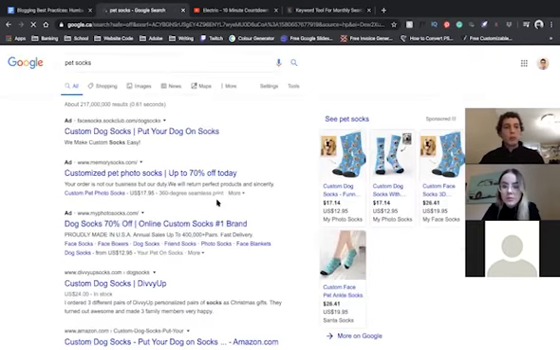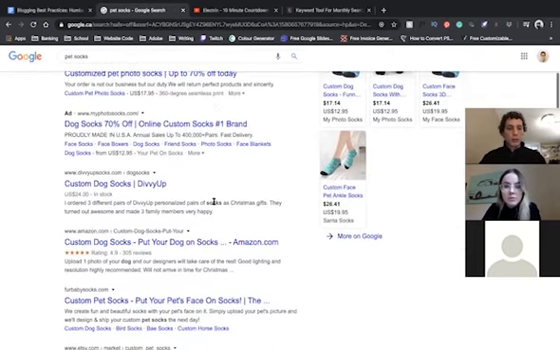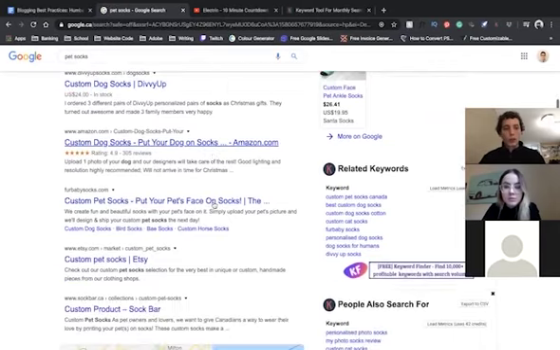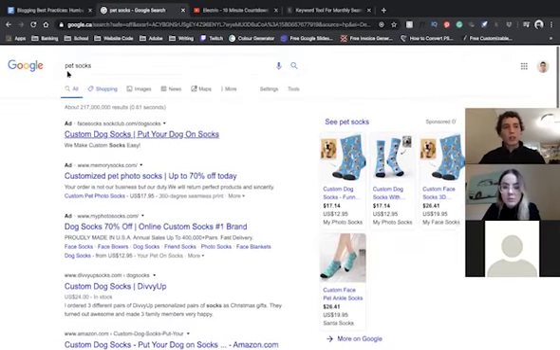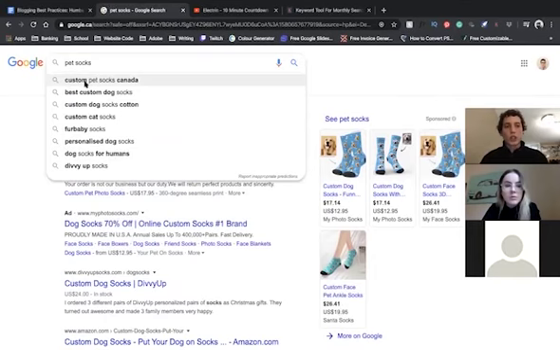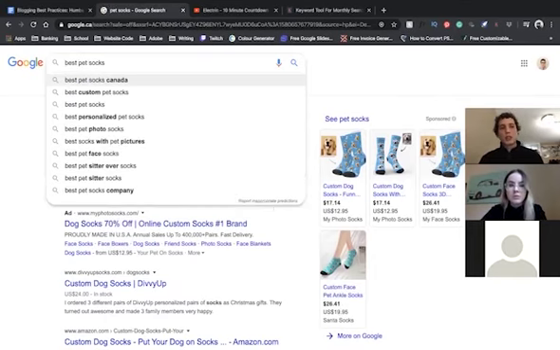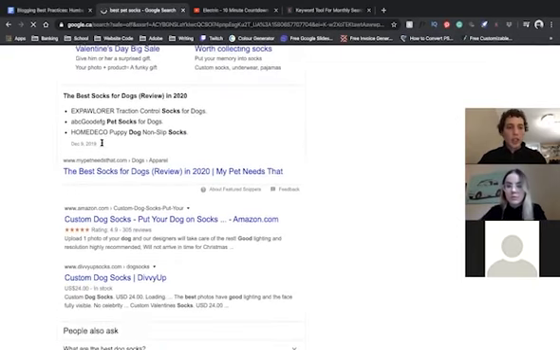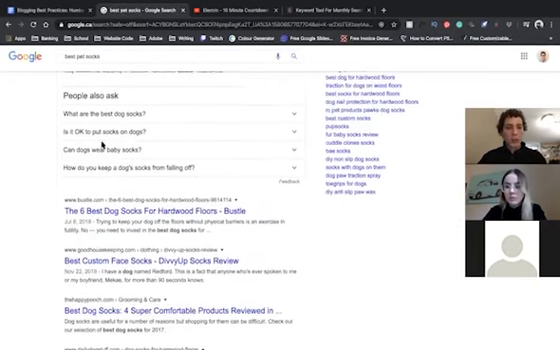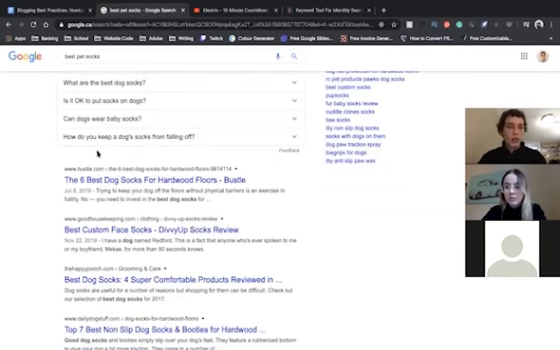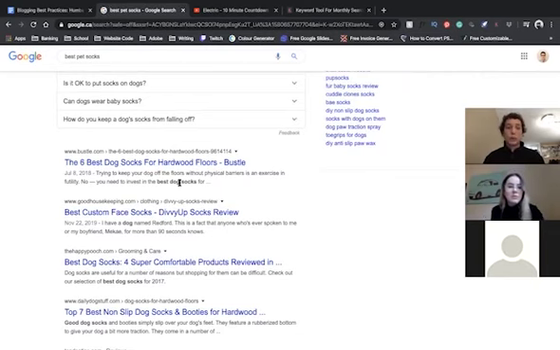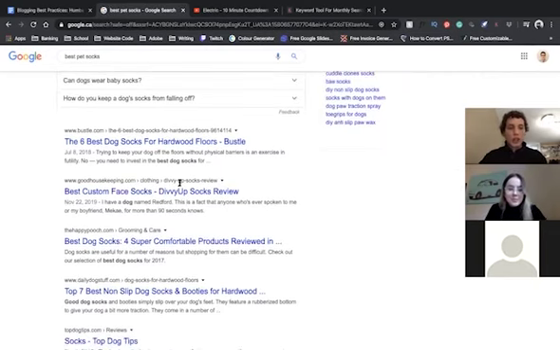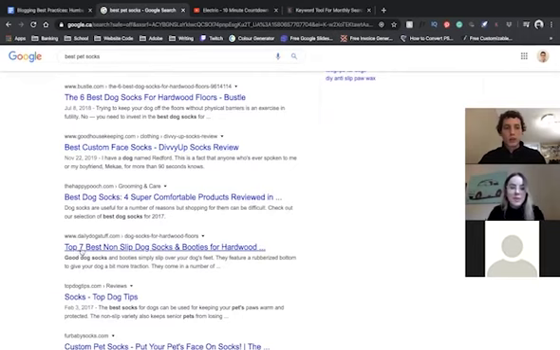Then we can search this up and we can see what people are posting about this. It's a lot of product companies. But watch, if we look up best pet socks, so this sounds more like a blog type of topic, we can actually get ideas of blogs we'd want to write. So the 6 best dog socks for hardwood floors, right? That's a really great blog. It's very specific, and you can always get ideas here. Top 7 best non-slip dog socks and booties for hardwood.